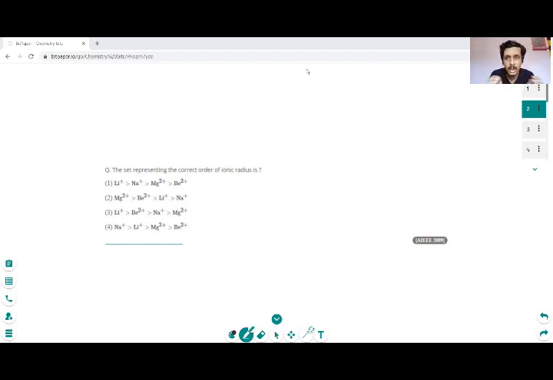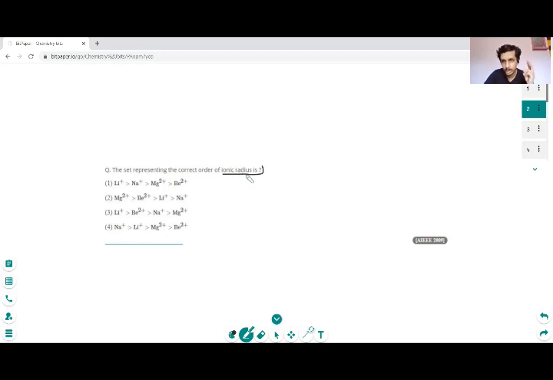So let's begin. Today I'll be taking some examples from the chapter periodic table. The first question is about ordering the elements according to their ionic radius. We have four elements here: lithium, sodium, magnesium, and beryllium in their ionic state.